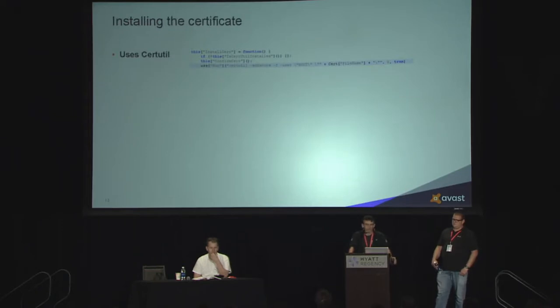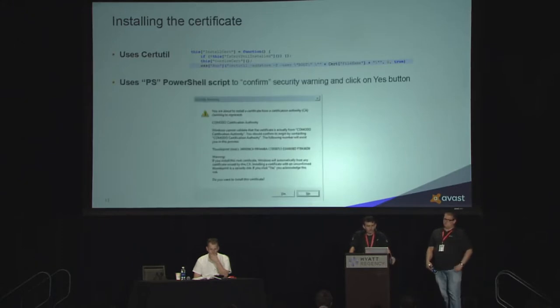For installation of this certificate, they use the certutil utility with some parameters like -addstore, -f, -user, and so on. When you use this tool and try to install a new certificate, it usually displays this kind of security warning. It's telling that it's installing a new certificate authority in this case, and asks if you agree or not. This is shown to the user, but only for a short while of time.